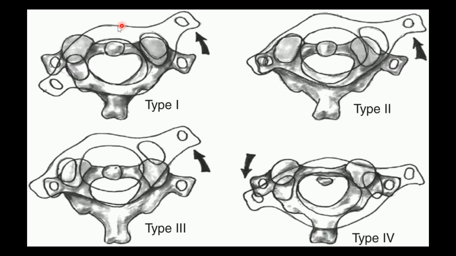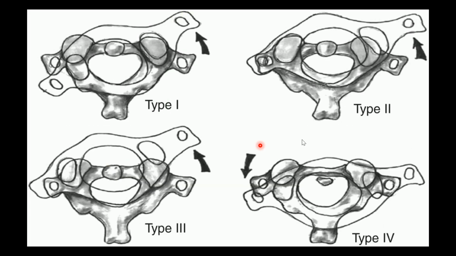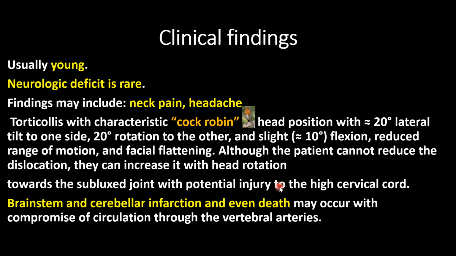Here's type 1, the distance is normal and the transverse ligament is intact. Here's type 2, a partially injured transverse ligament, and the distance is 3 to 5 millimeters. Type 3, distance more than 5 millimeters and injury of the alar ligament and transverse ligament. Here's also injury of both ligaments and posterior dislocation, posterior subluxation.